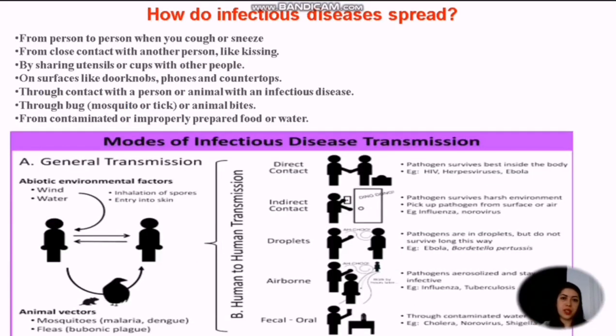So, how do infectious diseases spread? We should know the different ways of spreading of infectious diseases. For example, from person to person when you cough or sneeze, from contact with another person, for example, when kissing, or by sharing items such as caps and other things. Through contact with a person or animal with an infectious disease. And through bites from bugs such as mosquitoes or ticks. From contaminated or improperly prepared food or water.